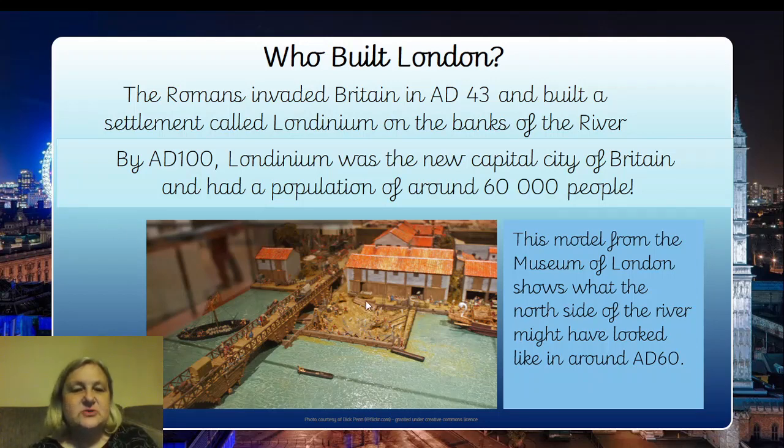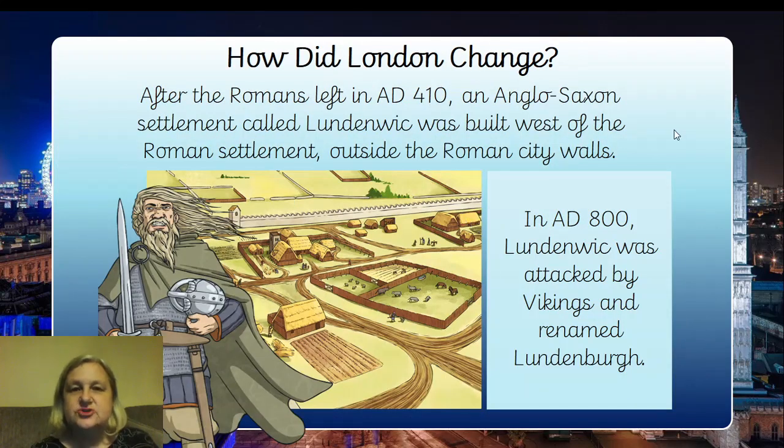Okay, that's why I showed you Colchester. This model from the Museum of London shows that settlement, what it might have looked like on the north side of the river in around AD 60. It's quite different to how it is now. It's just a model of it, just for interest. So how did London change? After the Romans left in 410 AD, an Anglo-Saxon settlement called Lundenwic was built west of the Roman settlement, outside the Roman city walls. Romans get in, first thing they do is protect their space, and they build a city wall.